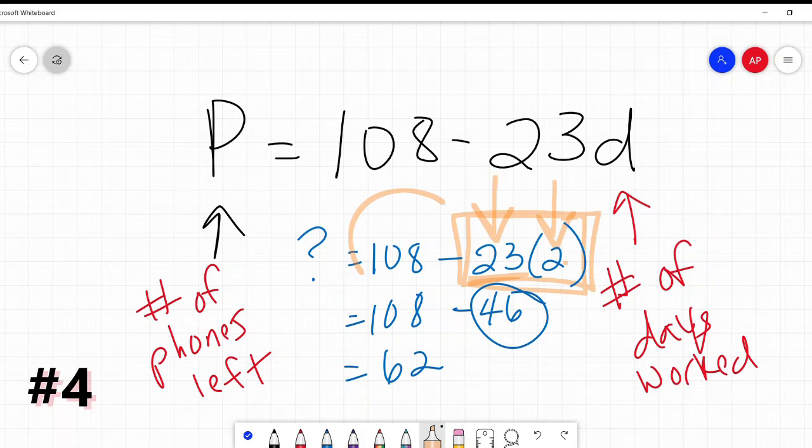So then what is 108? That's the starting point. That's where she starts, how many phones she has at the beginning of the week. So we look at our options, and option B says Kathy starts each week with 108 phones to fix. That is what 108 means. She starts with that many phones, and then each day she is fixing 23.